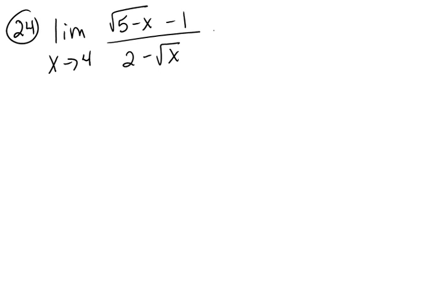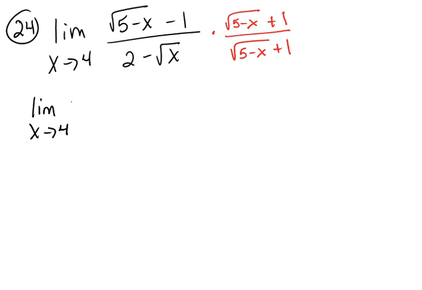So I'm just going to start by multiplying by the conjugate of, in this case, I'm going to choose the conjugate of the numerator. This is the square root of 5 minus x plus 1, over the square root of 5 minus x plus 1. And I'll tell you, off camera, I tried multiplying by the conjugate of the denominator and I got a little stuck. So I think this is going to be the way that will work. We'll just take it slow and see how it goes.